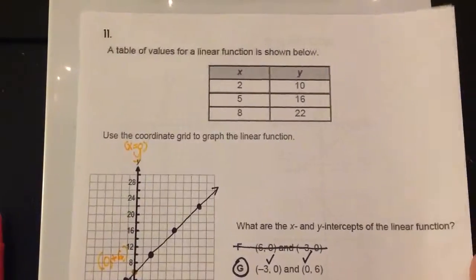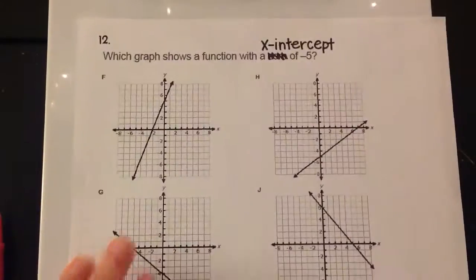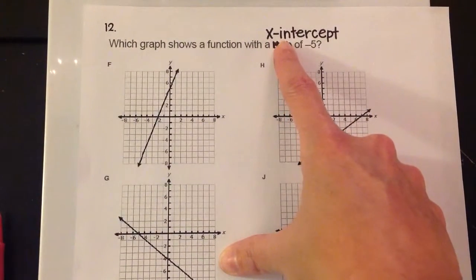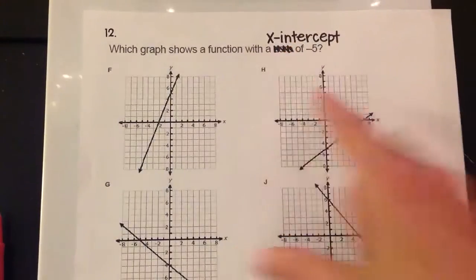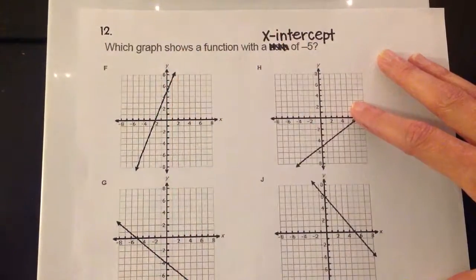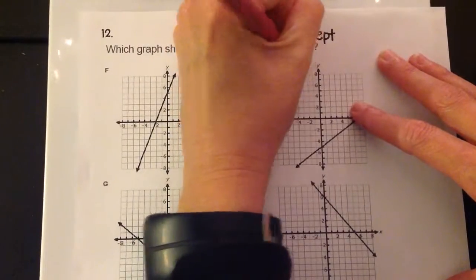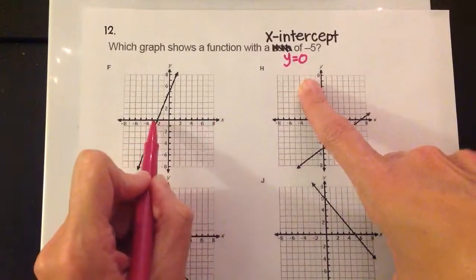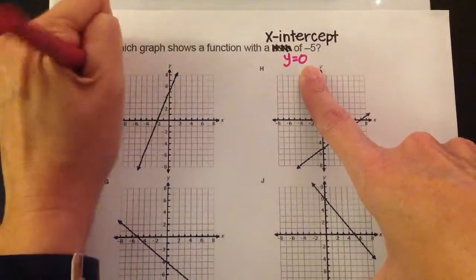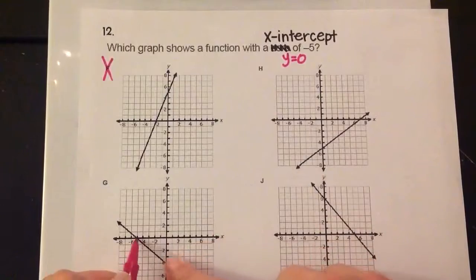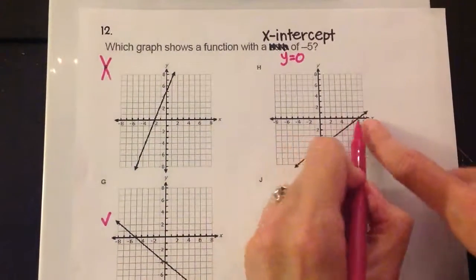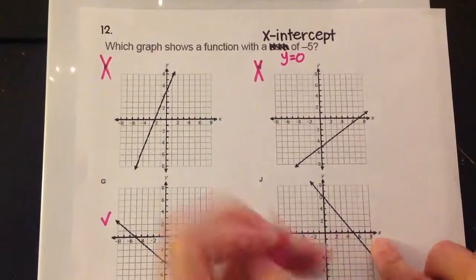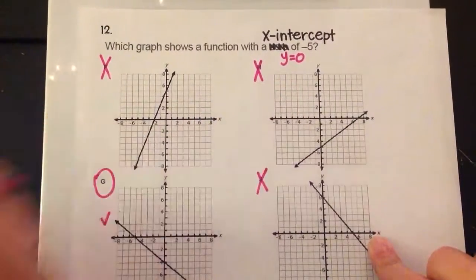And for the final question, you've got, which graph shows a function with a 0 of negative 5? Please mark out 0 and write the word x-intercept. So I want to see when y is 0, what is x? Remember that y is 0, I'm also on the x-axis. So I want to see, do I cross the x-axis at negative 5? No. Do I cross the x-axis at negative 5? Yes. Does this cross the x-axis at negative 5? No. Does this cross the x-axis at negative 5? No. So the correct answer is G.